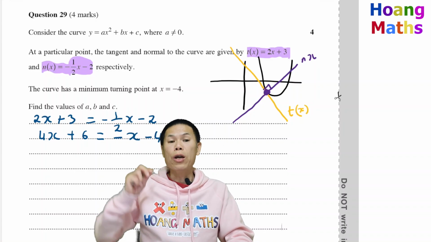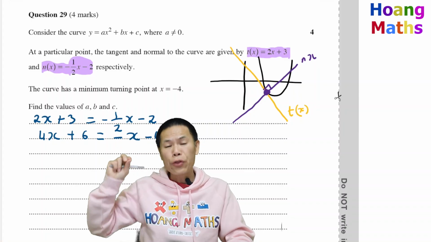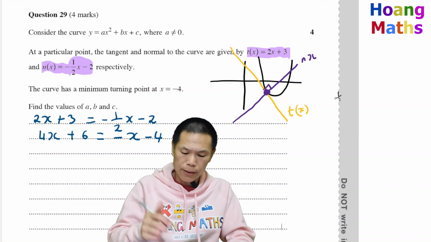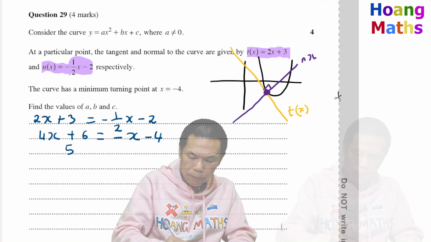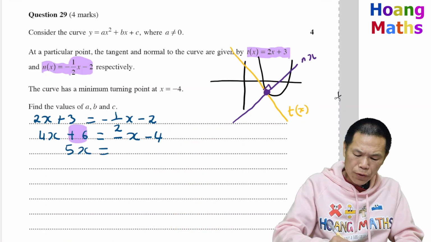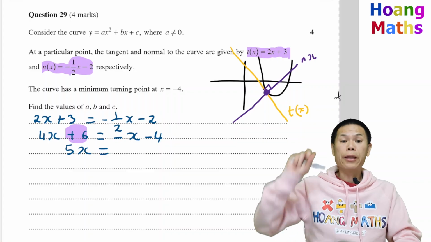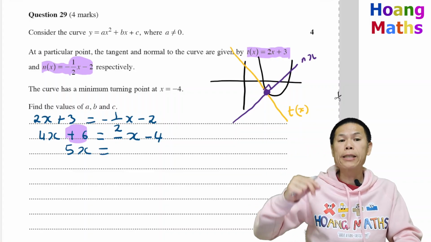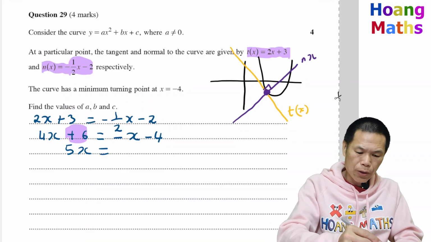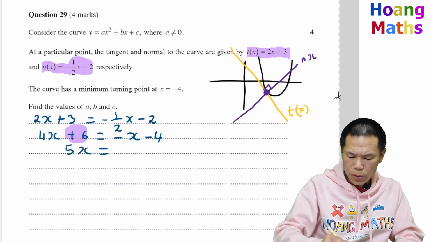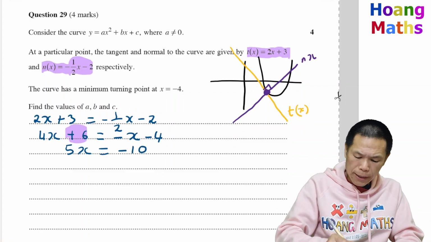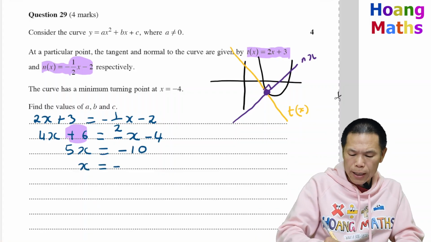So there you go. I move the negative x to this side, so 4x plus x becomes 5x. So 5x here. And I move the positive 6 to the other side, where it becomes negative, so minus 4 minus 6 gives me minus 10. So that is equal to negative 10. And I divide by 5 on both sides. So x is negative 2.